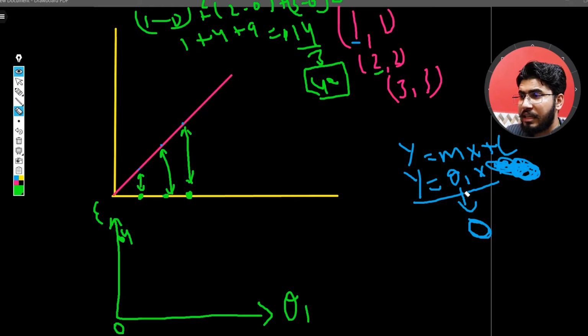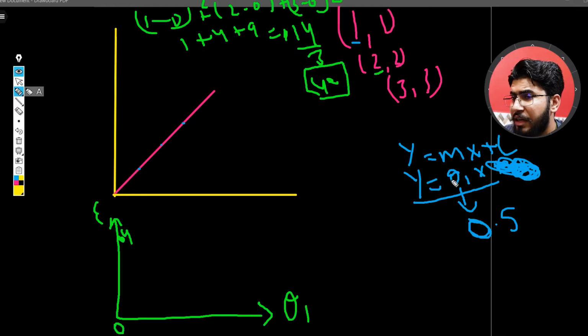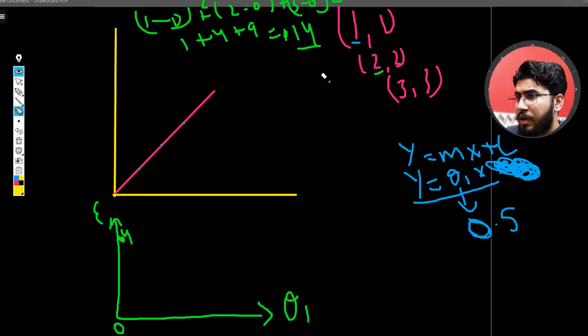Okay, now let's increase the value of theta 1 by 0.5. So we have now 0.5, and for that purpose, let me just do this again. So now we have our value theta 1 as 0.5.